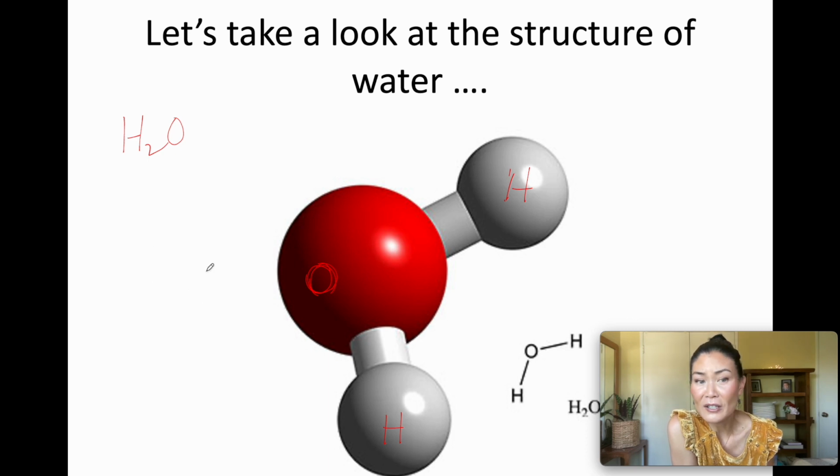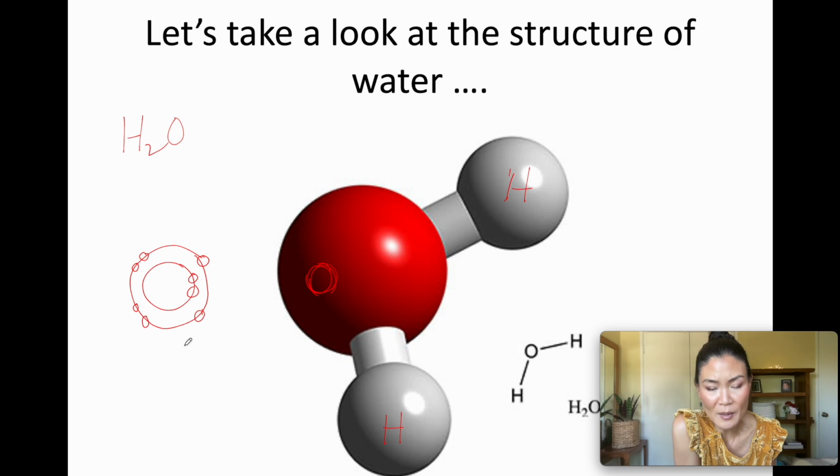But oxygen has an atomic number of 8, so it has 8 protons and 8 electrons. So it's got 2 electrons in the first energy level, and then it has 6 electrons in the outermost energy level. I'm just going to draw them as pairs. Here's my first 2 pairs in the first energy level, and then it's going to have 1 electron here and 1 electron here, and it needs 2 more electrons to become stable, right?